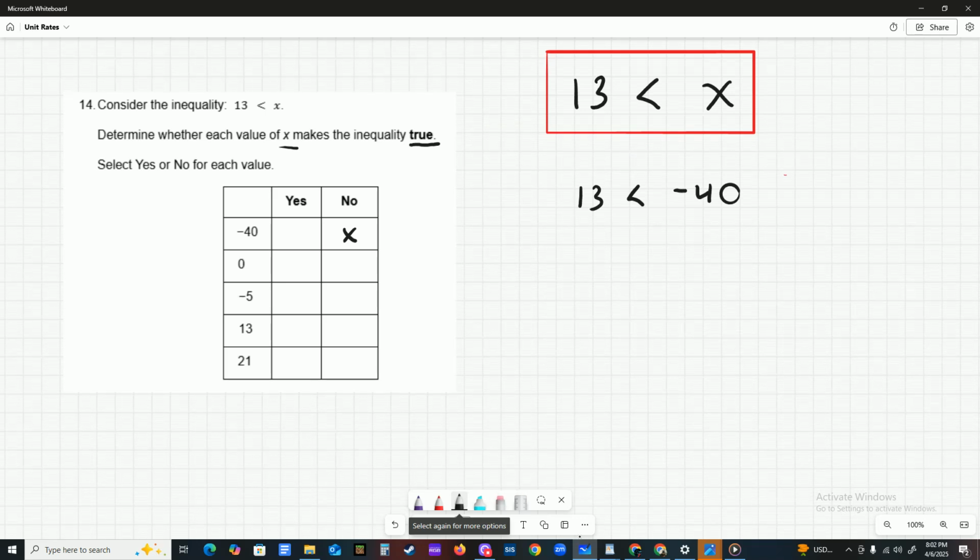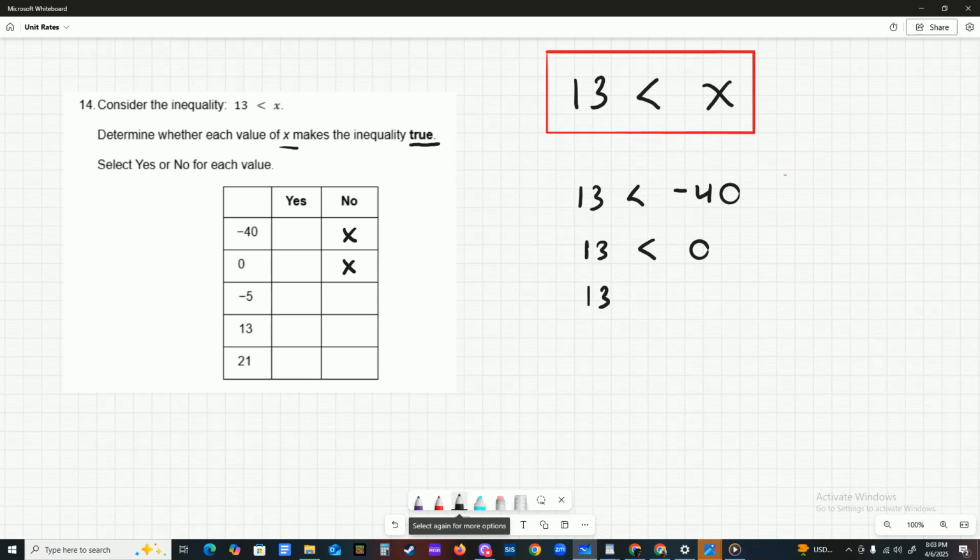Let's try the next one. 13 is less than 0. Well, 13 is a positive number, and any positive number is bigger than 0. So 13 is not less than 0. That's not true.